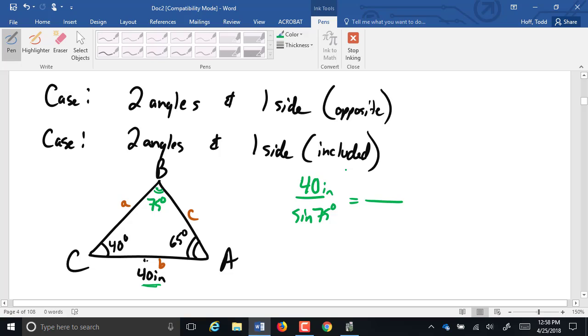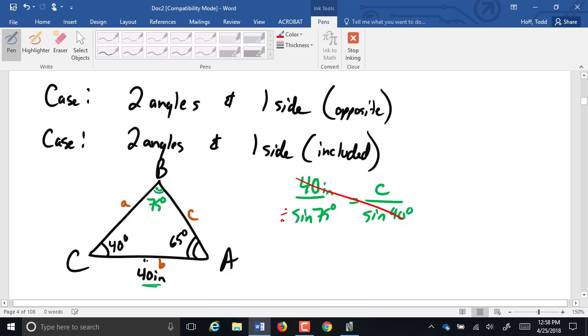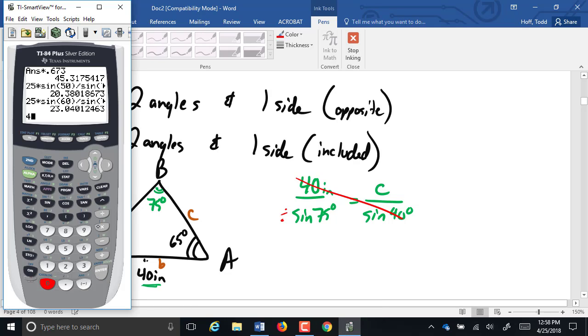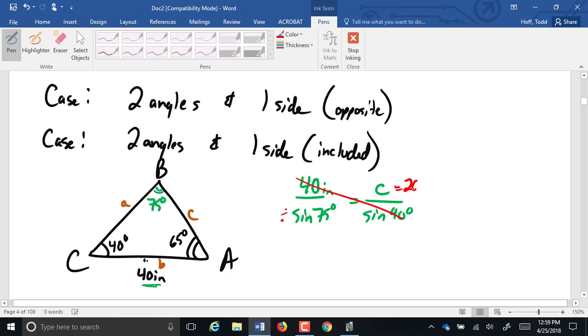Now, it doesn't matter which side I find next. I'm going to find side C because it's the smallest one, over the sine of 40 degrees. I will cross multiply and divide here. So 40 times sine of 40 divided by sine of 75 gives me 26.62 inches for C. Again, that makes sense because 40 degrees is smaller than 75.